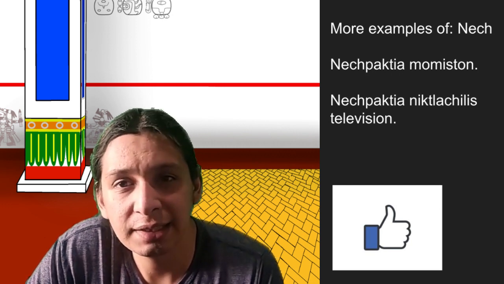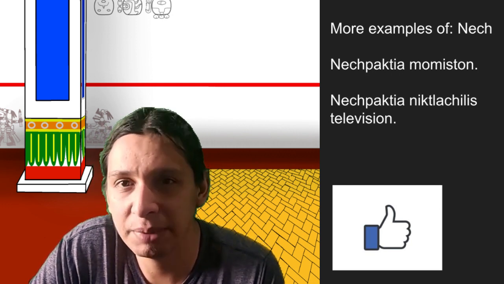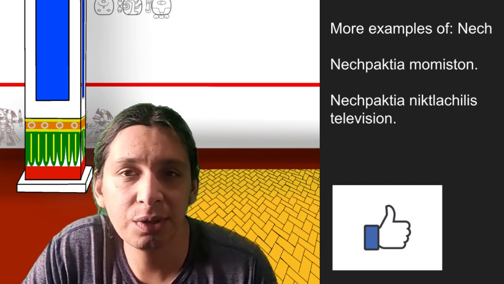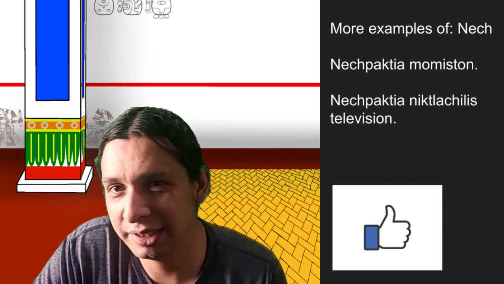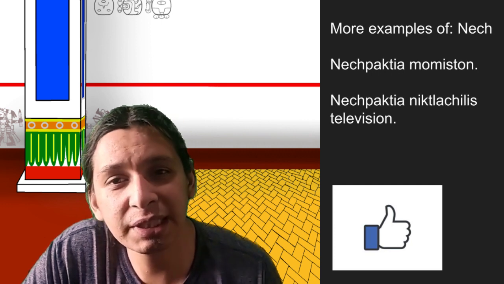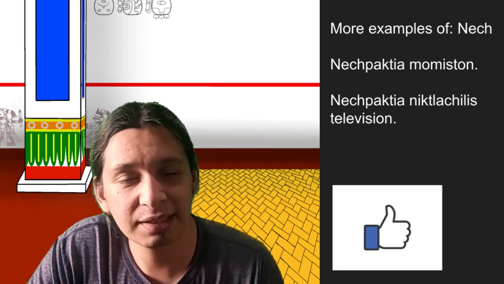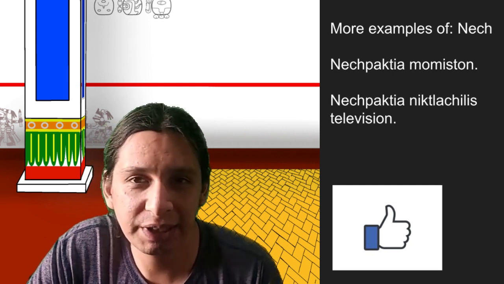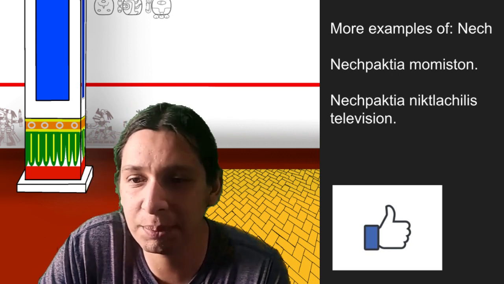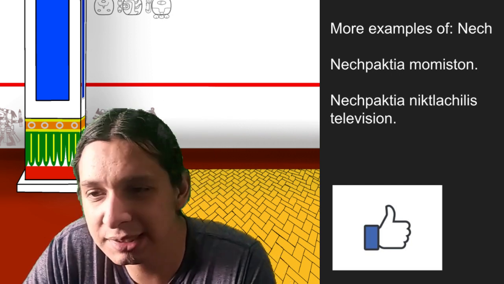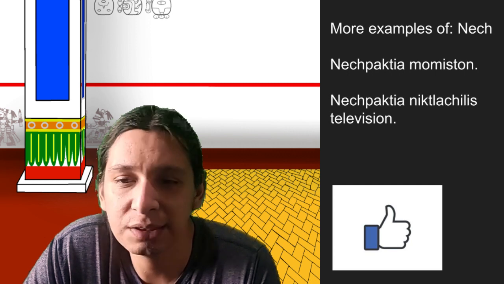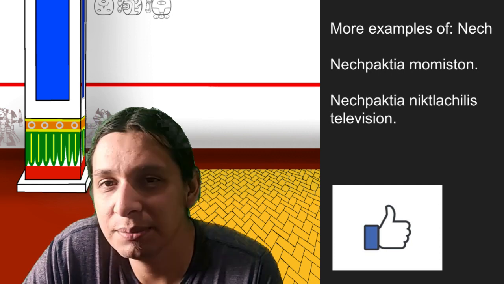Okay, so now let's look at nech. Nech means that something happens towards me. Okay, so we have the word paktia, which means to cause happiness in someone. And if I put nech there, it means something is causing me happiness. That's that nech. That's what it literally means. Something makes me happy. And what is it that makes me happy? It says Nechpaktia nomiston. Nomiston, my cat.